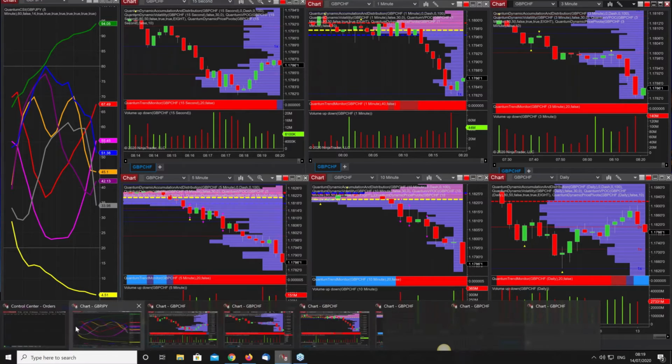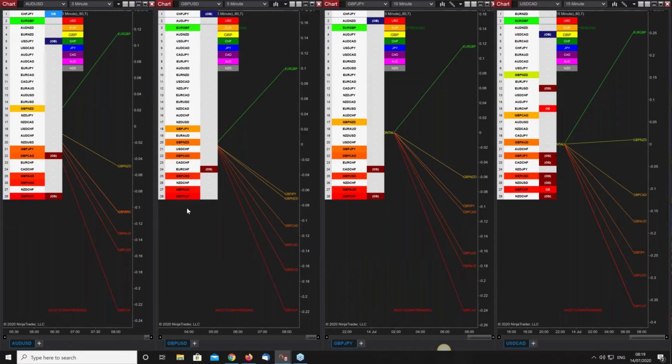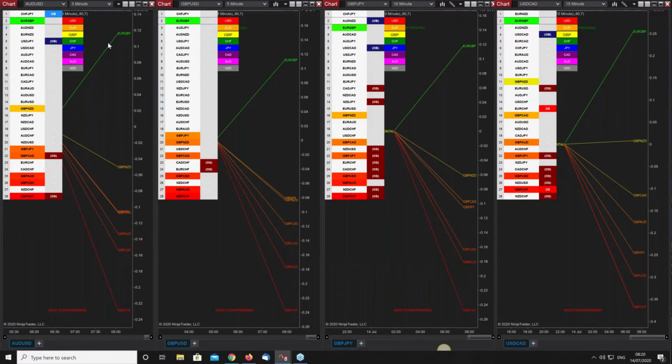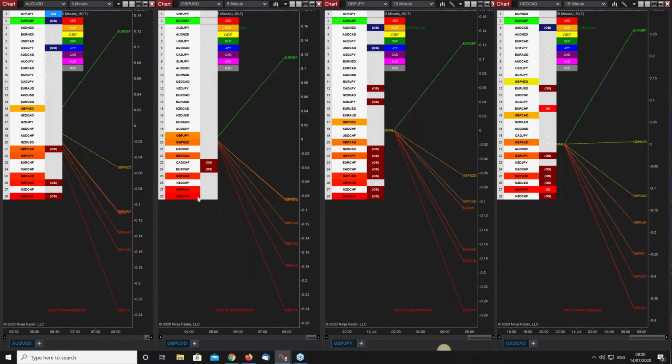And if we go over onto the currency array, up at the top, there we go. What are we seeing? Okay, I've isolated out the pound. This is 3-minute, 5, 10, and 15-minute. This is basically what we're seeing, this heavy, heavy selling of the pound. You might not be able to see it, but the pound Swiss is the weakest. It's down here. You can see it at the bottom here.